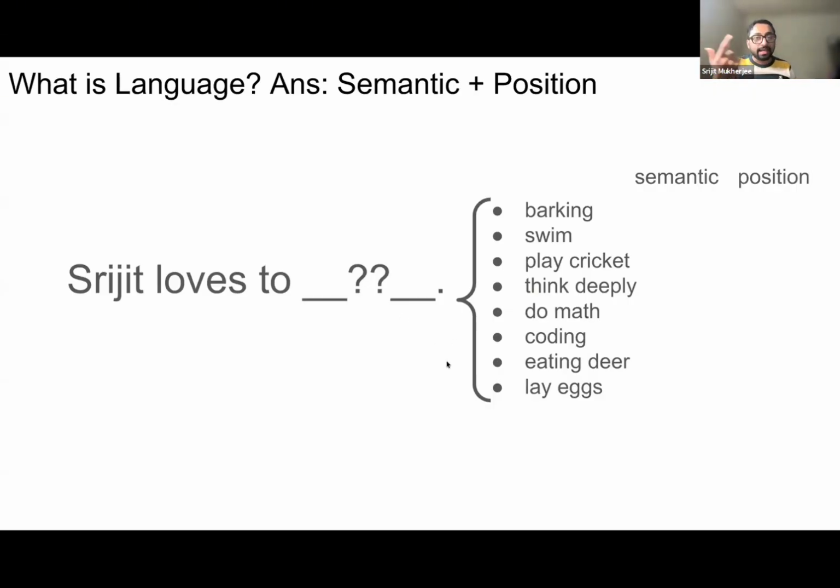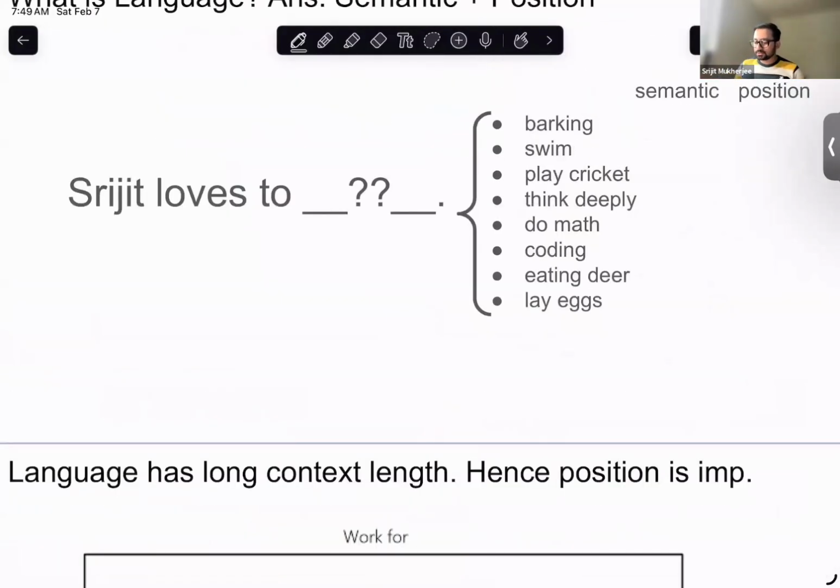Can it be "do math"? So yes. Barking is semantically not possible and positionally not possible. Swimming is both positionally and semantically possible. Play cricket is the same. Think deeply is the same. Do math is the same. But coding is semantically possible, right? But positionally it's not possible. Does it make sense, everyone? All of you?